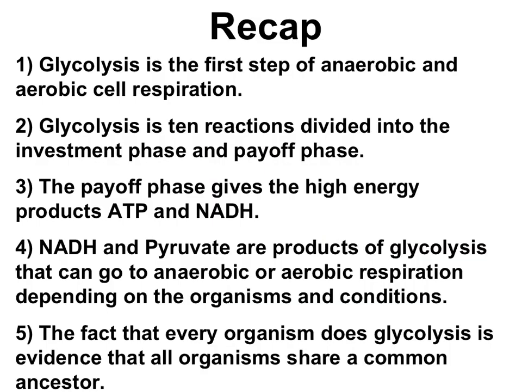Let's recap the major points of this video. This video was on glycolysis, the first step of anaerobic and aerobic cell respiration. Glycolysis is actually made up of 10 different chemical reactions divided into a 5-reaction investment phase and a 5-reaction payoff phase. The payoff phase gives the high energy products of ATP and NADH. NADH and pyruvate are products of glycolysis that can go either to anaerobic or aerobic cellular respiration, depending on the organism and the conditions of the organism.